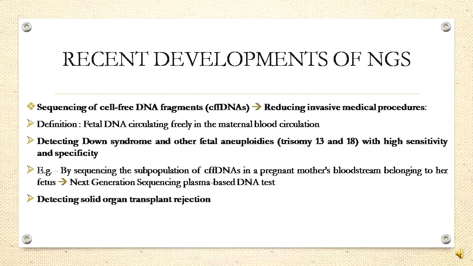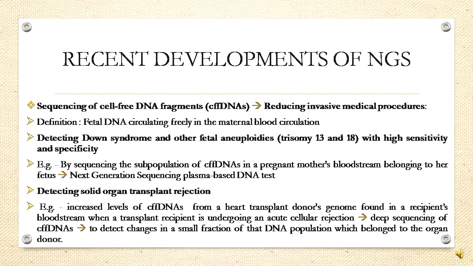Through the use of next-generation sequencing, increased levels of cell-free DNA from a heart transplant donor's genome can be found in a recipient's bloodstream when the transplant recipient is undergoing an acute cellular rejection. Similar to detection of a low-frequency variant, this experiment relies on deep sequencing of cell-free DNA to detect changes in a small fraction of that DNA population which belong to the organ donor. Henceforth, sequencing of cell-free DNA by next-generation sequencing in both of the examples should offer enormous potential to reduce invasive medical procedures and associated mortality.